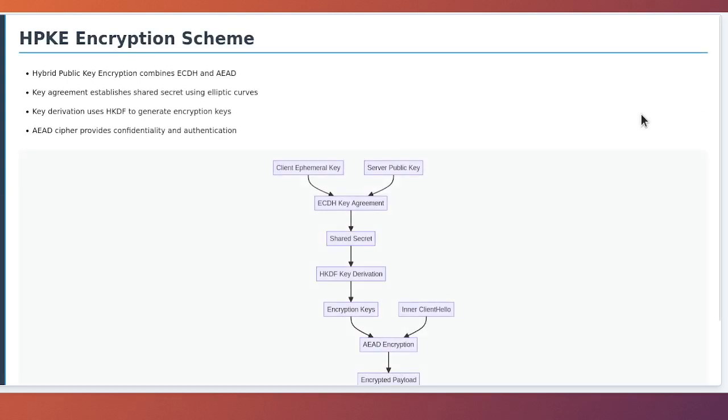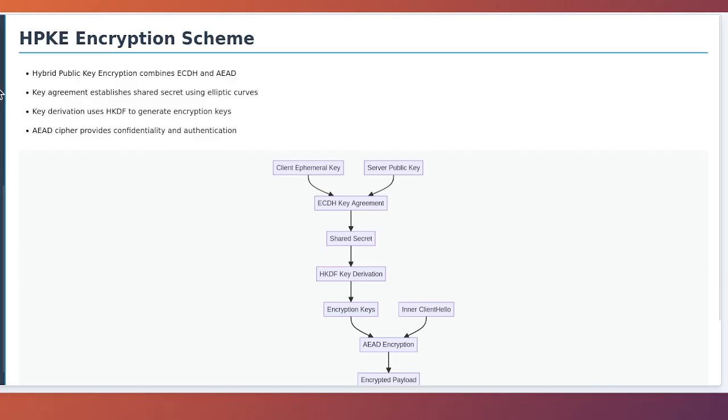HPKE encryption scheme. Hybrid public key encryption, or HPKE, is the cryptographic scheme used to encrypt the ClientHello message. HPKE is defined in RFC 9180 and provides a modern, standardized approach to public key encryption that combines the best properties of different cryptographic primitives.